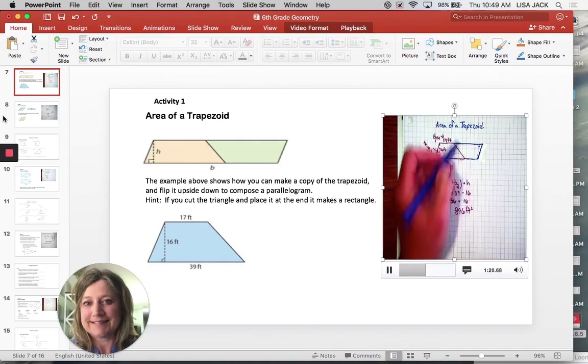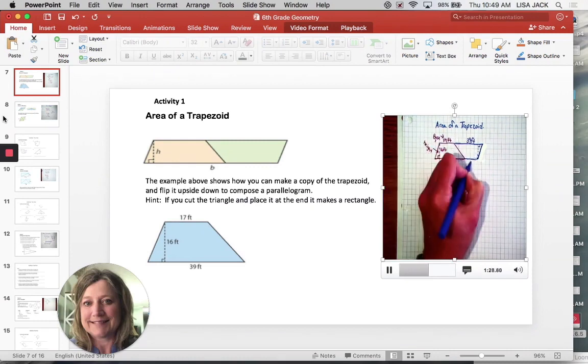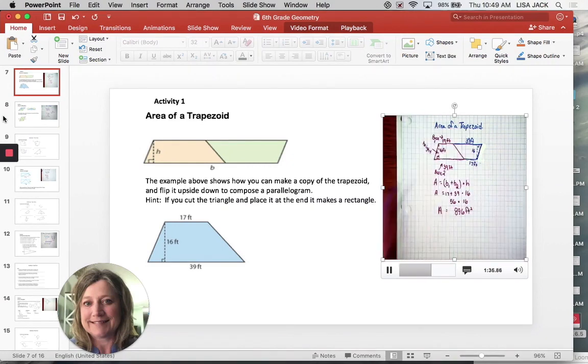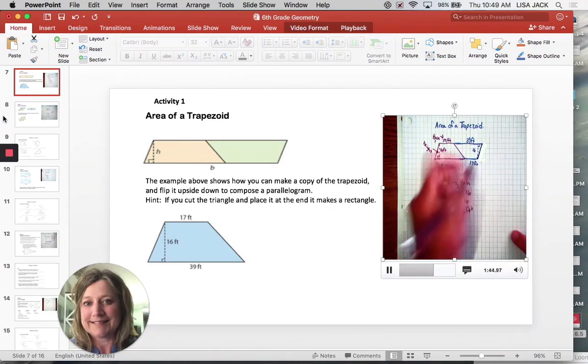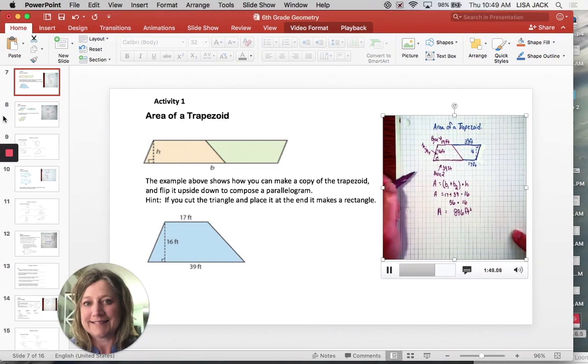Now, this represents 39 feet, so that means up here has to be 39 feet. And this right here represents the top, so we flipped it upside down. Now it's going to represent the bottom. And this still represents the height, which is 16. So now we want to understand that this entire shape represents a parallelogram.